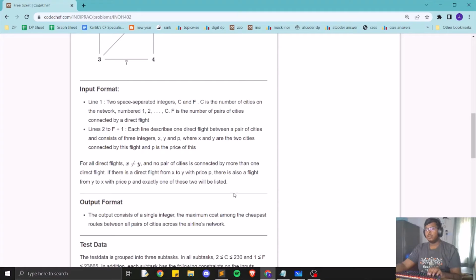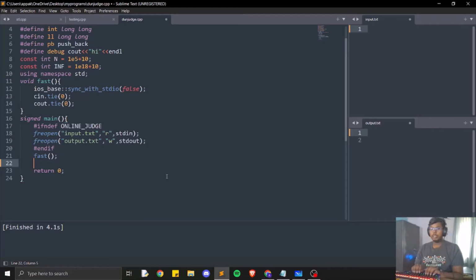So let us write the code for this. We will take two integers c and k, where c refers to the nodes, that is cities, and k refers to the number of edges. So we'll take the input, and then we'll make an adjacency matrix of c plus 1 by c plus 1. Keep in mind that we are using c plus 1 because we will be using one-based indexing, which would make our work a lot easier.